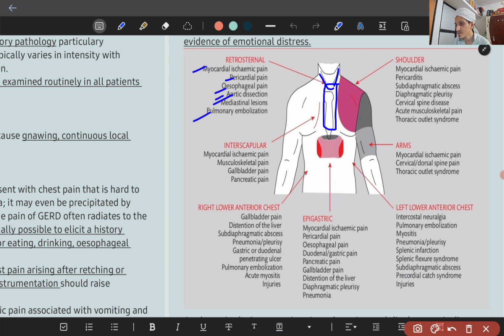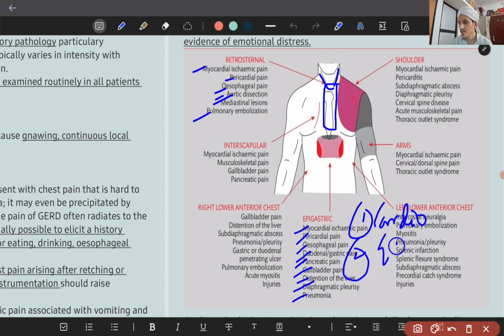Then causes of epigastric chest pain: myocardial ischemic pain, pericardial pain, esophageal pain, duodenal gastric pain, pancreatic pain, gallbladder pain, distension of the liver, diaphragmatic pleurisy, pneumonia. So here you will have mostly cardio or GI causes. Here mostly retrosternal central chest causes, central chest structures causes.